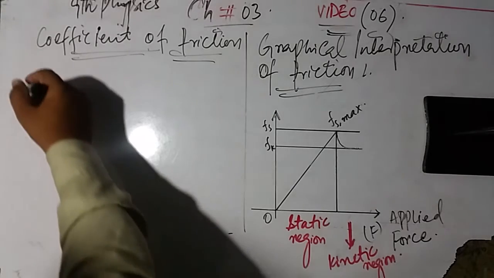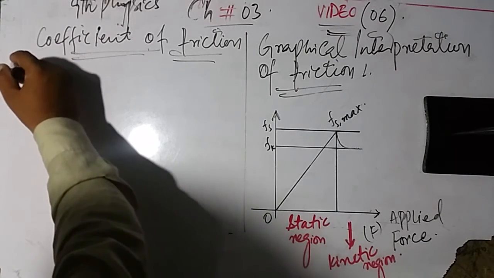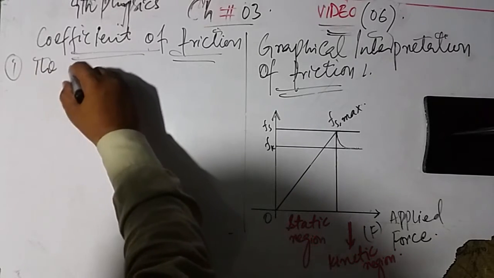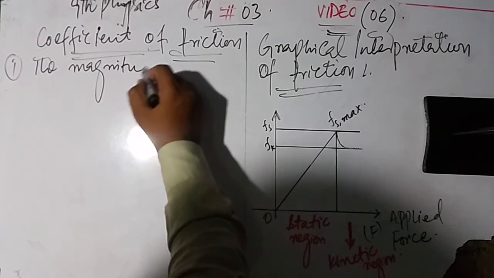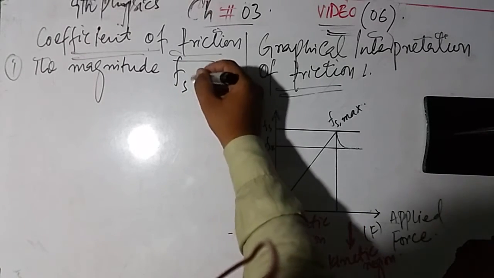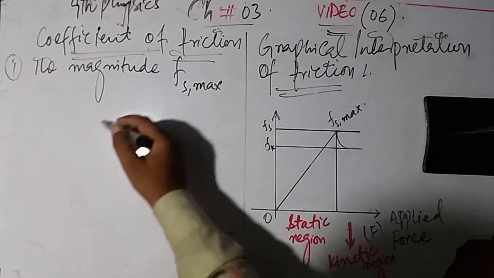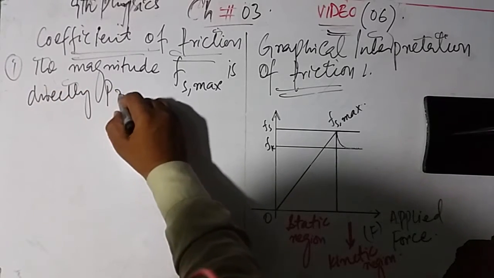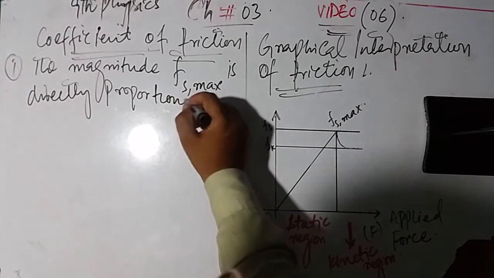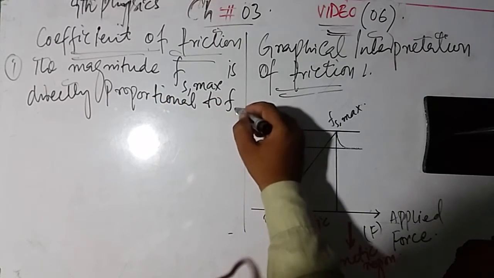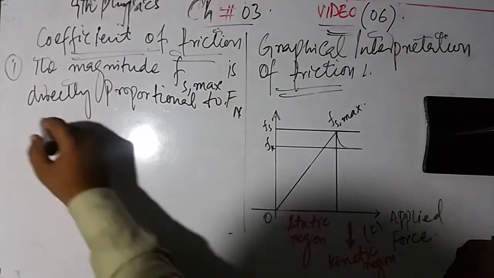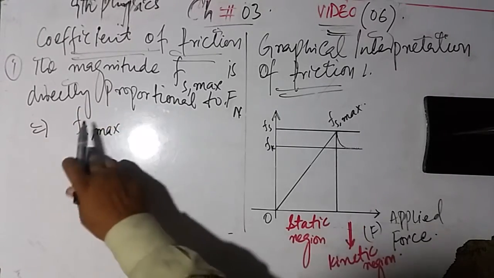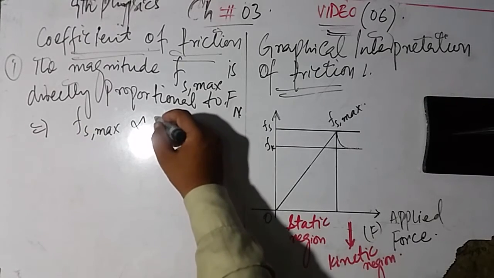We know that the magnitude of maximum static friction is directly proportional to the normal force. So mathematically we can write that the maximum static frictional force is directly proportional to the normal force.